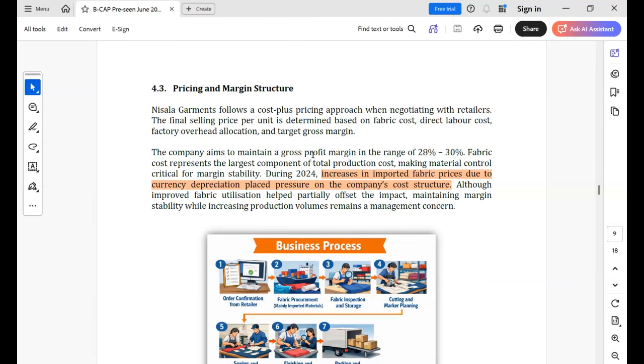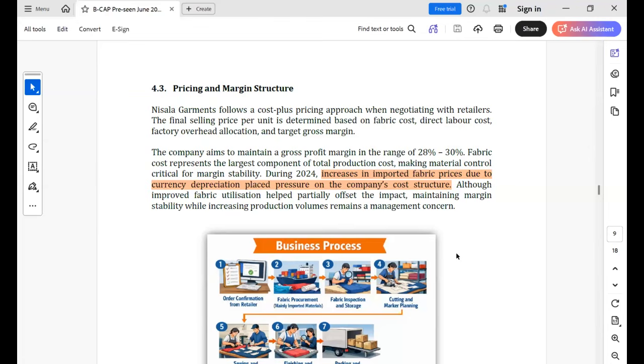Then if they intend to keep, say, a 25% margin on cost, they add 25. So your selling price would be 125, right? So that's what we call the cost plus margin pricing approach. You first calculate the cost, then on top of that, you add your desired margin. The company aims to maintain a gross profit margin between 28 to 30%, and fabric costs represent the largest component of the total production cost, making material control critical for margin stability.